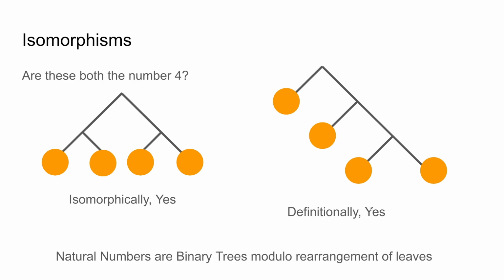Because of this, we can say that natural numbers are binary trees modulo rearrangement of the leaves. We can decide that the tree on the right is going to represent the natural number 4, and the thing on the left is going to be something that can be converted into the natural number 4 through transformations. So the right is the representative of all the things that are similar.